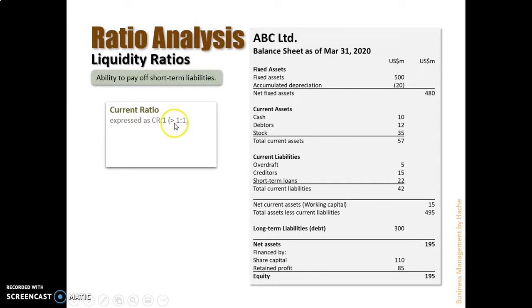Keeping in mind that any less than 1 out of 1 is a dangerous figure because it shows that you have less total current assets to pay for the total current liabilities. So the idea is that it has to be higher than 1 out of 1 to be effective or to be successful. So we use these two numbers, the total current assets and total current liabilities, and with these two figures we calculate the current ratio. We just divide current assets by current liabilities.